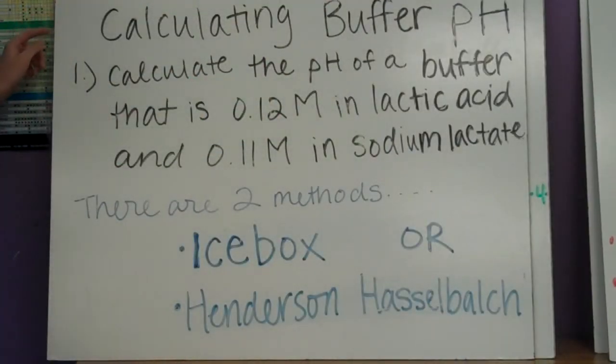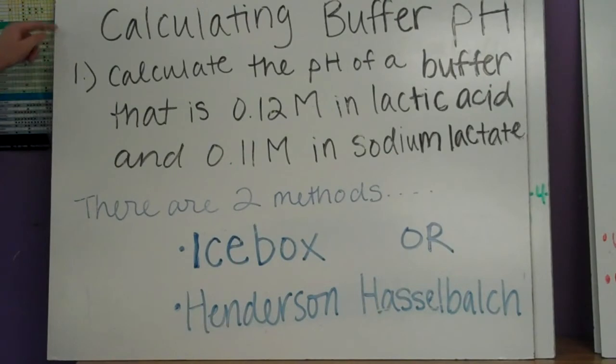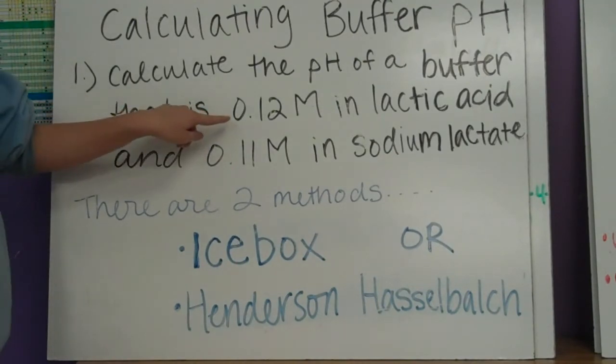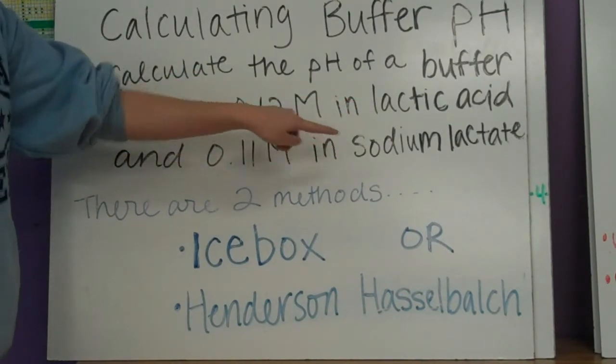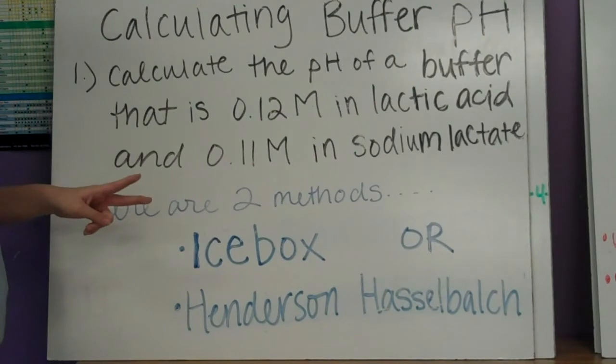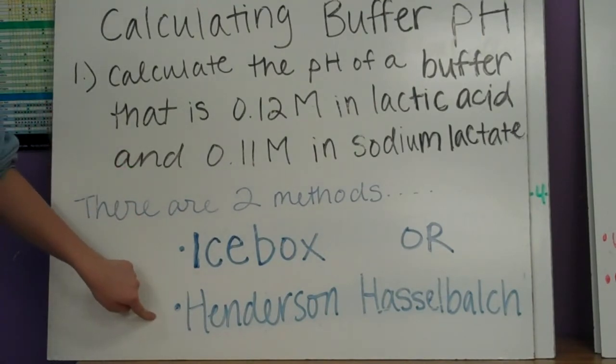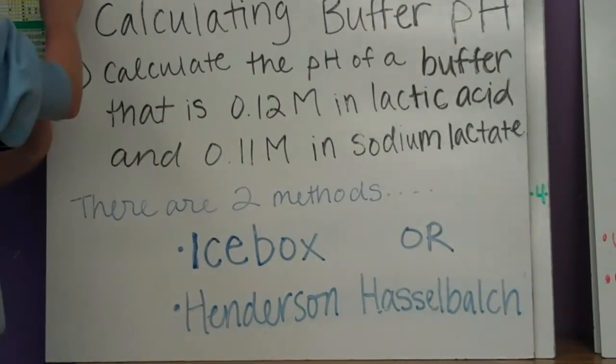We will be doing a buffer pH calculation. The problem states, calculate the pH of a buffer that is 0.12 molar in lactic acid and 0.11 molar in sodium lactate. Now there are two methods we can use to solve this. We can either use the icebox method or the Henderson-Hasselbalch equation.